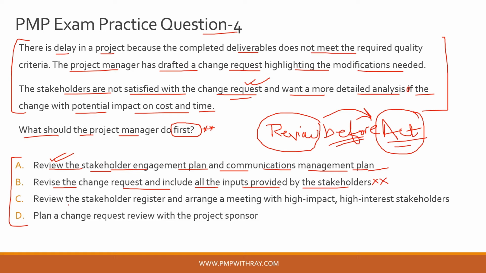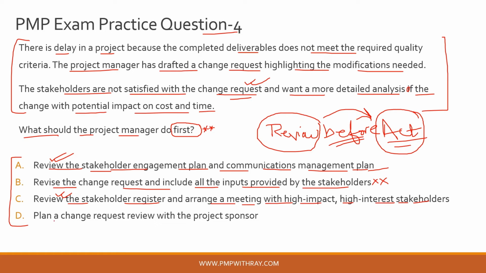Let's look at option C. Review the stakeholder register and arrange a meeting with high impact, high interest stakeholders. Now you can argue that, Ray, this is also correct because it says review here, and it says that you review the stakeholder register and arrange a meeting with high impact, high interest stakeholders. So let's park this option for now as well.